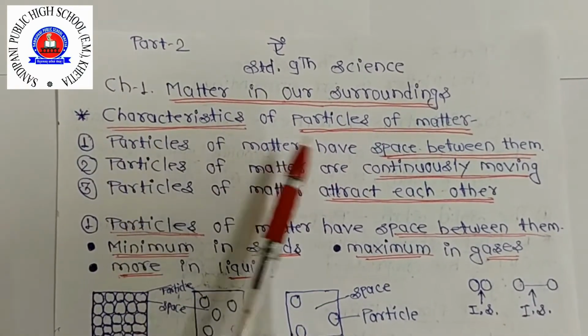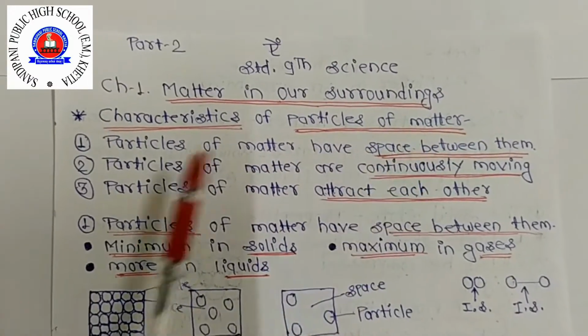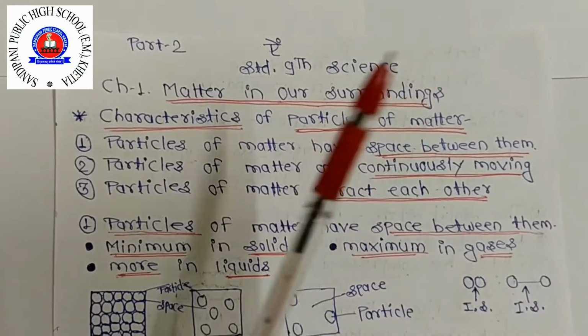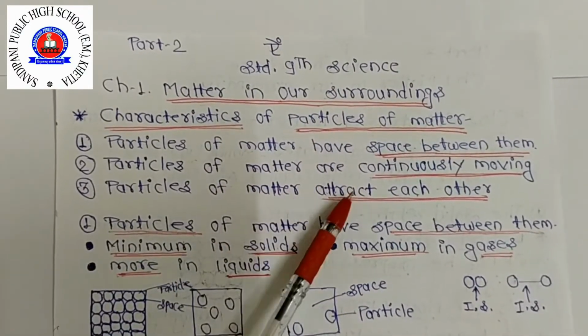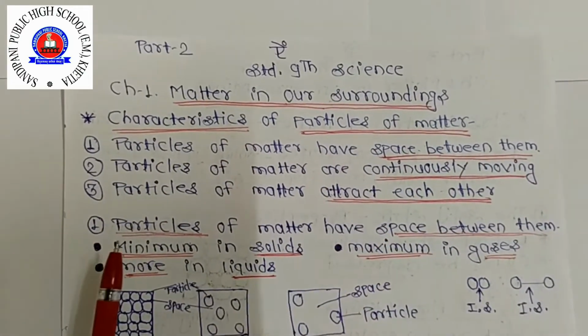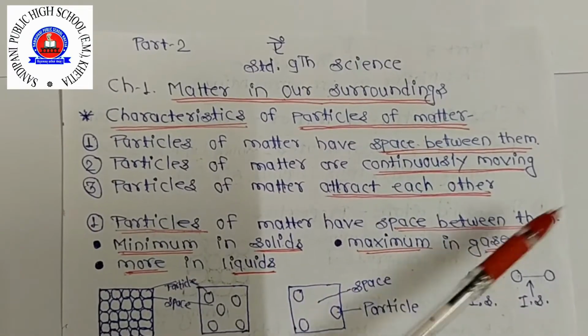So first is what? Particles have space between them. Okay, particles of matter are continuously moving, they are constantly moving, and particles of matter attract each other, means they are attracted by other particles. So first we take particles of matter have space between them.